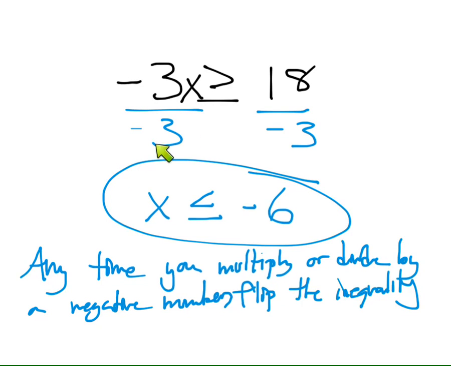Anytime you multiply or divide by a negative number, you need to flip the inequality, because this will make it true now. For example, negative 10 is less than or equal to negative 6, right? That's true, so it should work for this.